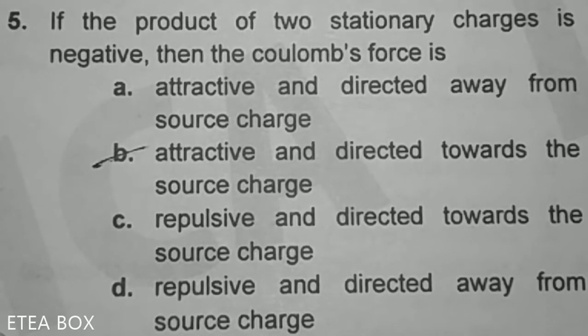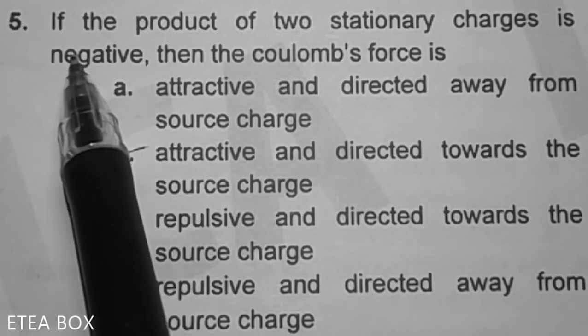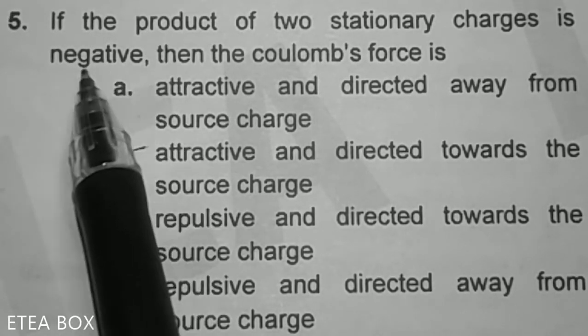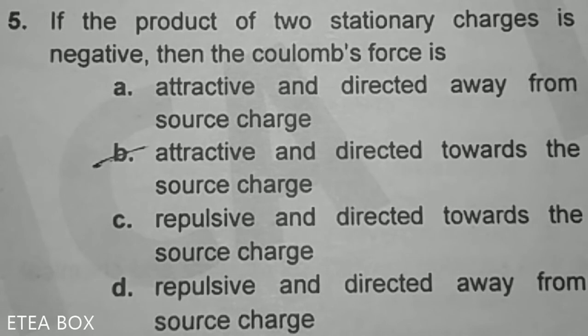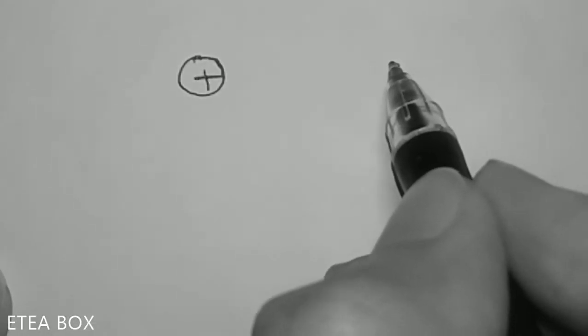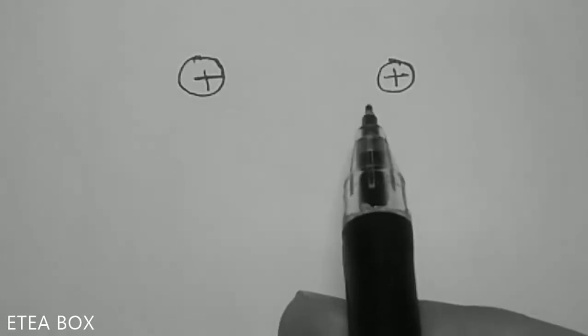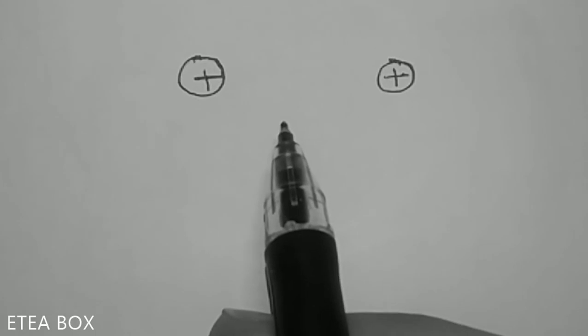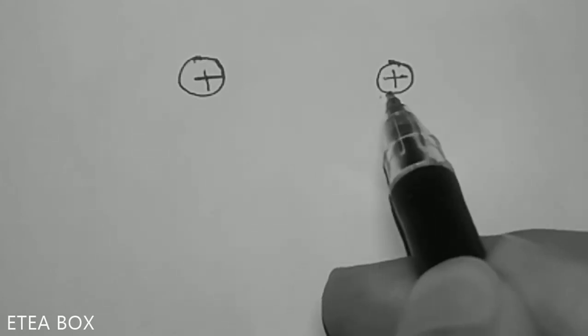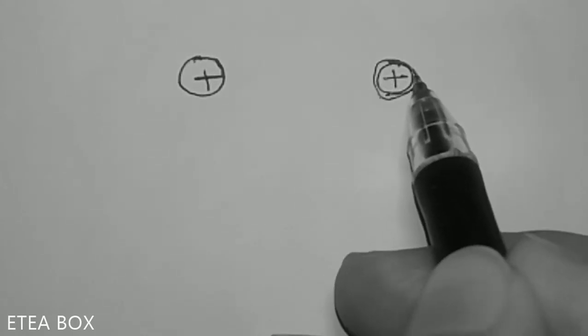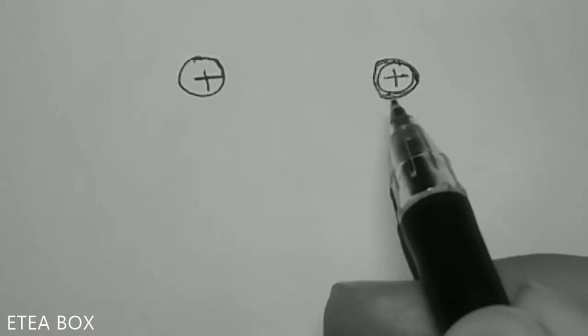Now let's find the direction of coulomb force when the product is positive. Here the product is positive. Let's find the direction for that one. Let's suppose for the product of two charges to be positive, we take two positive charges, plus plus. When we multiply these two, it will give positive. Now let's suppose this one is a source charge.